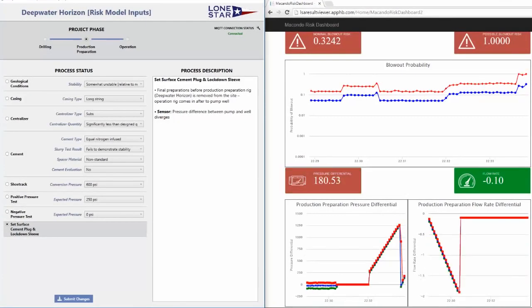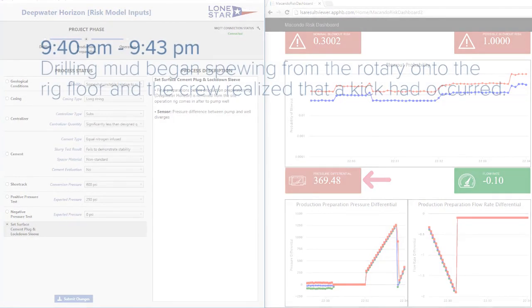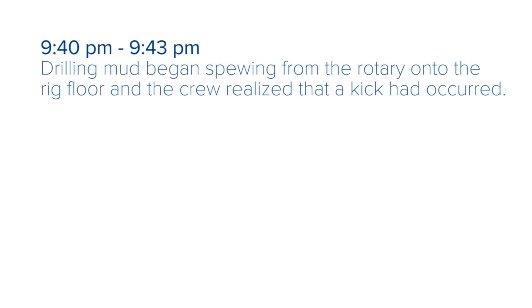At 9:01 p.m., in the middle of a shift change, the drill pipe pressure in the wellbore began slowly increasing and went unnoticed by operators. From 9:40 p.m. to 9:43 p.m., drilling mud began spewing from the rotary into the rig floor, and the crew realized that a kick had occurred.